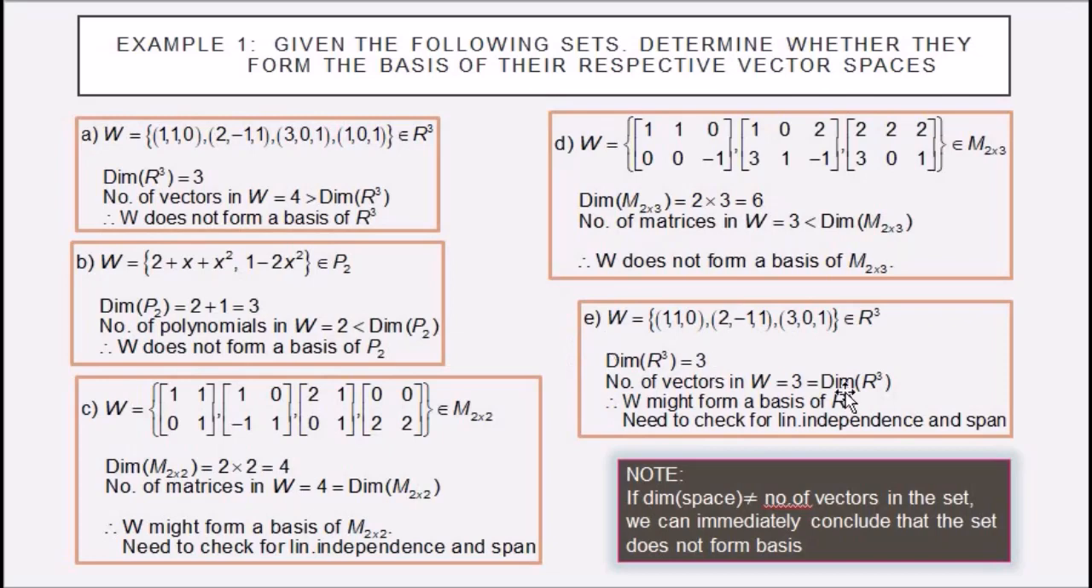E. W is an element of R3. Dimension R3 equals 3. Number of vectors in W: 1, 2, 3. So, 3 is equal to the dimension of R3. Therefore, W might form a basis of R3. But to really conclude, we must check for linear independence and span. Note, if the dimension of the vector space does not equal the number of vectors in the set, we can immediately conclude that the set does not form a basis.